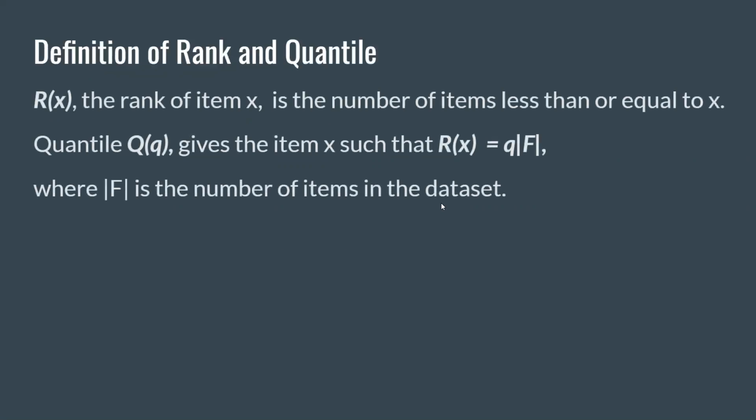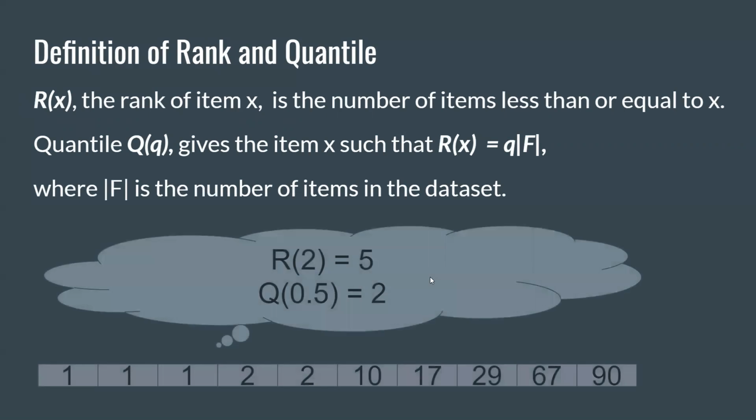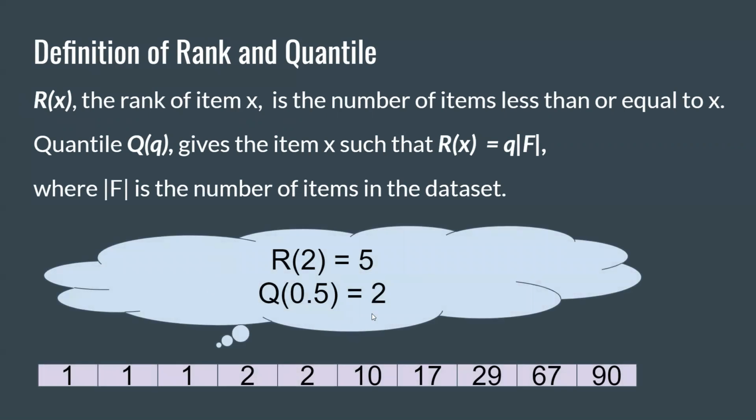Let's first define what rank and quantiles are. The rank of an item X is the total number of items that are less than or equal to X. Quantile Q returns an item X such that the rank of X is equal to Q times the total number of items in the dataset. In this example, the rank of 2 is 5, and the quantile of 0.5 is 2, since 2 is the median.